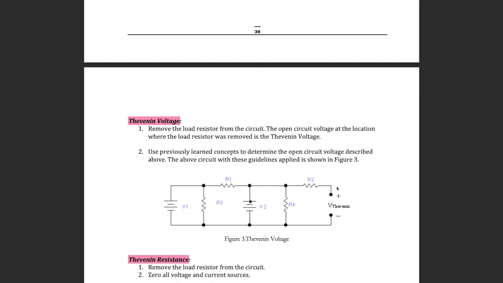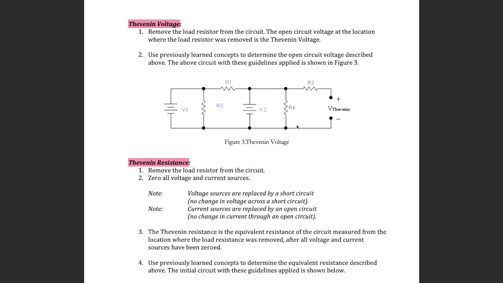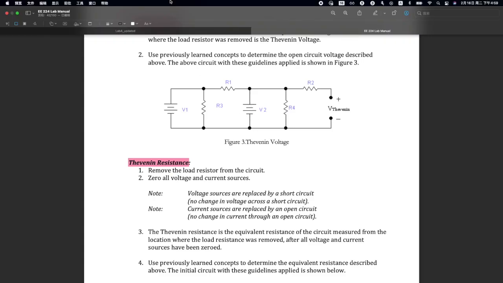The next step is to use the previously learned concepts to determine this voltage. For this circuit, I will use the superposition principle because we have two power sources here. As we said in the previous lab, we need to replace this V2 using a short circuit.